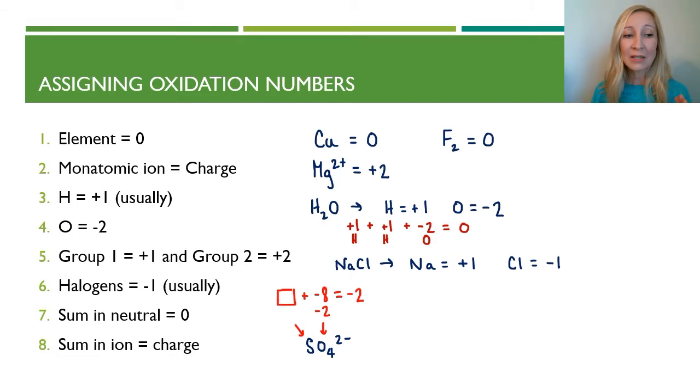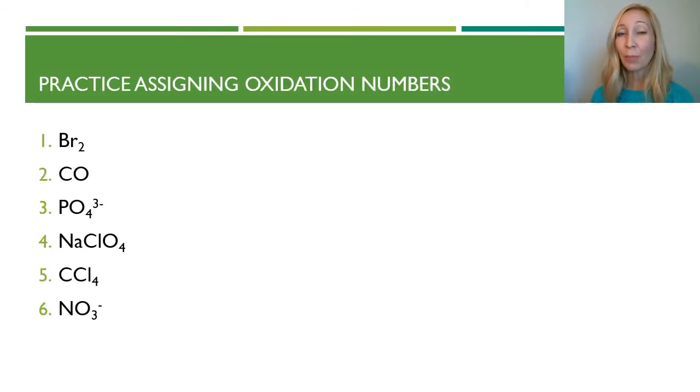So if we take sulfur's oxidation state plus a negative 8, that's the oxygen oxidation states, we will get a negative 2. That's the charge of the overall ion. That makes sulfur have an oxidation state of positive 6. So pause the video and practice assigning oxidation states to each of the elements in these compounds.